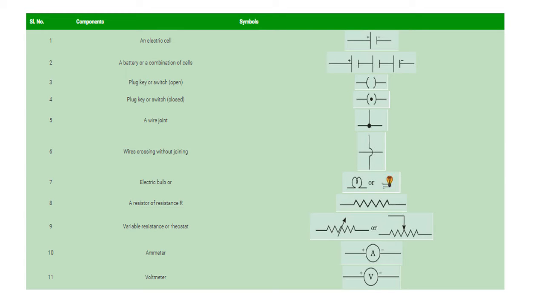Now here are some symbols. The symbol of an electric cell, the symbol of a combination of cells called a battery. This is an open key, this is a closed key, this is a wire joint, where the two wires are joined, this is a wire without joining, this is the electric bulb, this is a resistance, this is a variable resistance, the ammeter connected in series and the voltmeter connected in parallel.